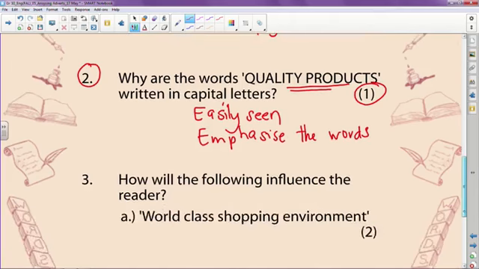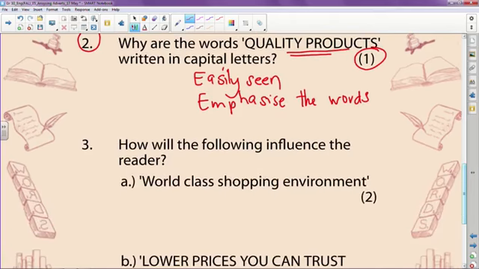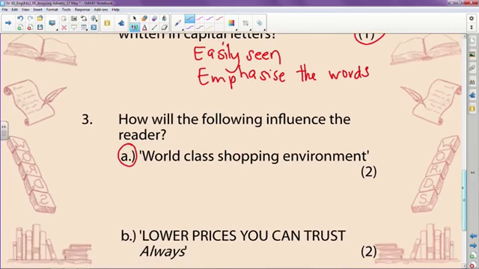Question number 3. How will the following influence the reader? Okay, so A, we read that it's a world-class shopping environment, and that's for 2 marks. What does that really mean? It means that there's probably lots to buy. Write that, sorry. Lots to buy. And also there's like an international flavor. Let's say something like that.